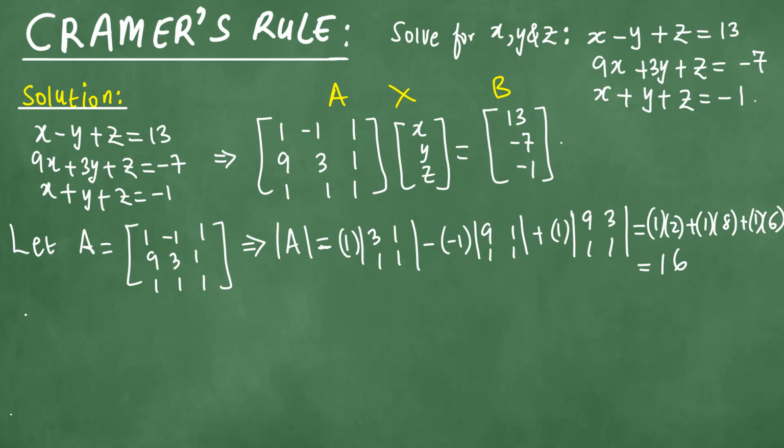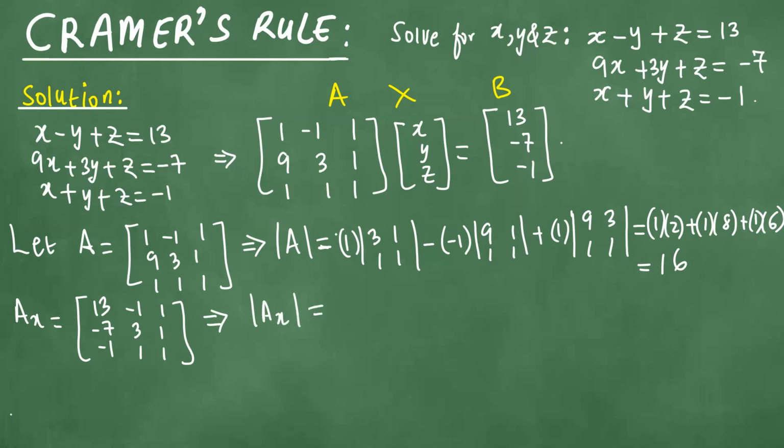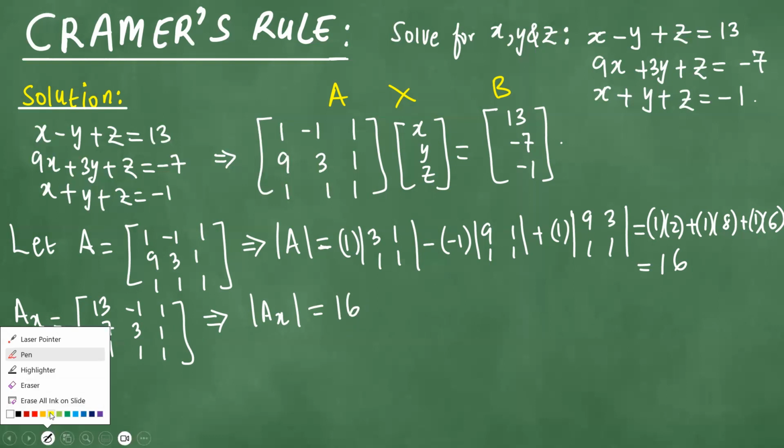So now we also let A sub X be the same as, okay, you put the B column here, which is minus 1, 3, 1, 1, 1, 1. This implies that we can get the determinant in a similar manner, but it's very easy to show the determinant of A sub X is also 16.